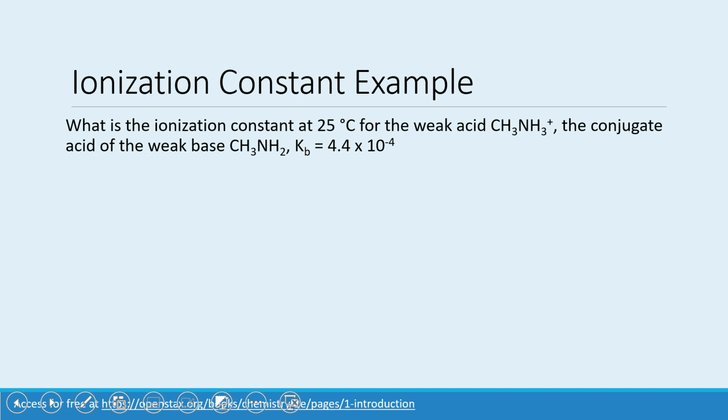Okay, so let's look at one quick example. What is the ionization constant? So we're talking about that Ka value for the weak acid and the conjugate acid of the weak base where they give us the Kb value. Okay, so they're asking what is Ka? What is the ionization constant for CH3NH3 positive, which is a methylamine. So we know that Kw is equal to Ka times Kb.